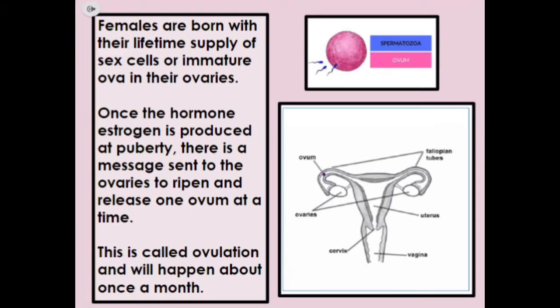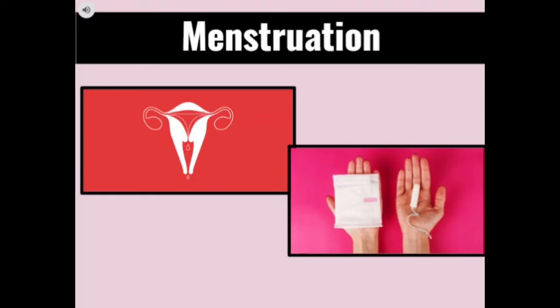Females are born with their lifetime supply of sex cells or immature ova in their ovaries. And here's the ovaries. We see one here and one here. Once the hormone estrogen is produced at puberty, there's a message that's sent to the ovaries to ripen and release one ovum at a time. And we can see the ovum here going through the fallopian tubes. And this is called ovulation and will happen about once a month. So when that happens and women start to bleed, that is called menstruation.